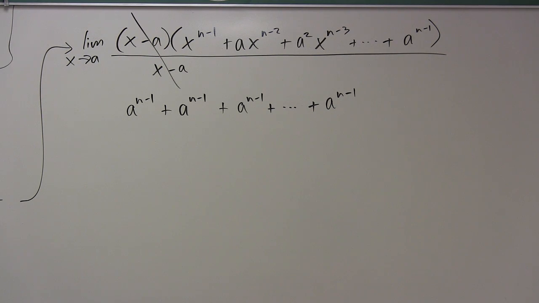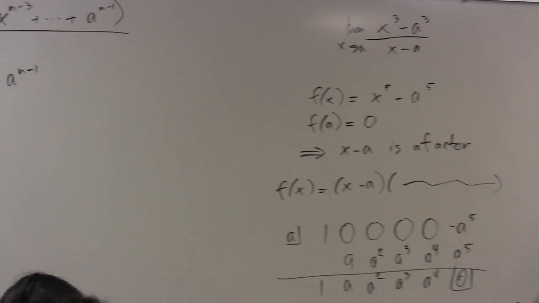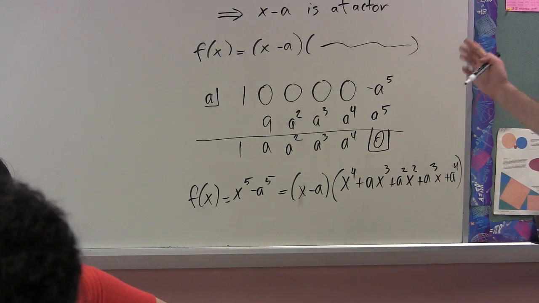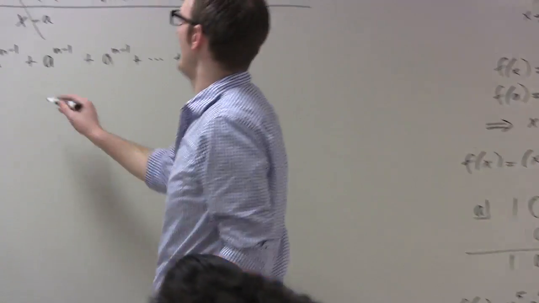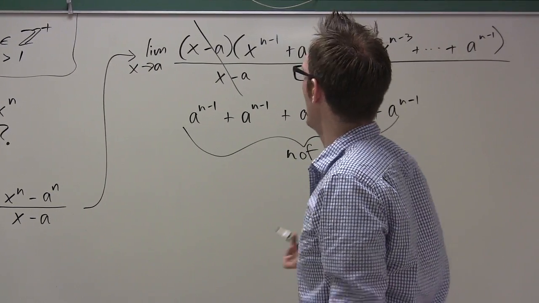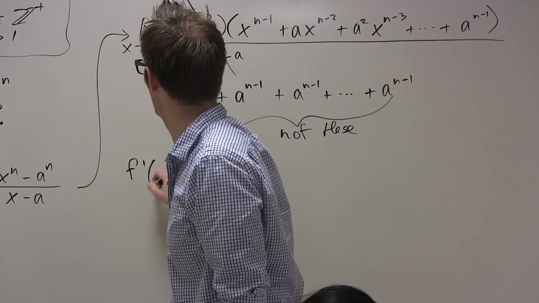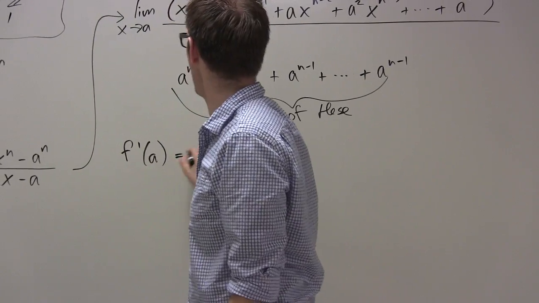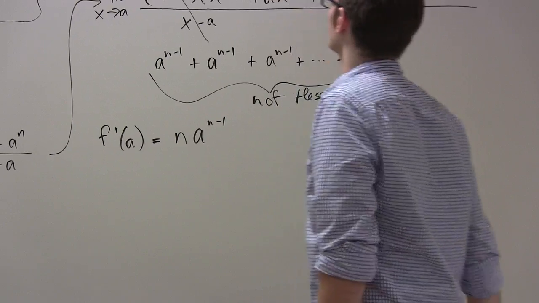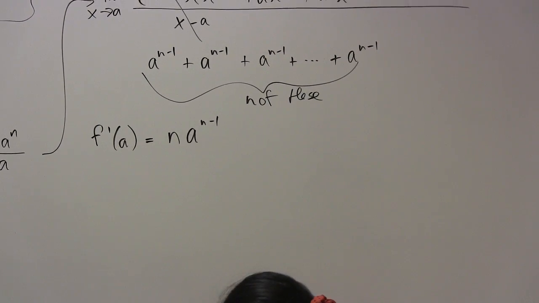That's not immediately obvious, but just like over here, if I started with the 5th degree version, then I have all those guys and also the constant terms. That adds up to n. Yeah, so I have n of these. And so we just showed that the derivative at a is n a to the n minus 1. I think that's pretty cool.